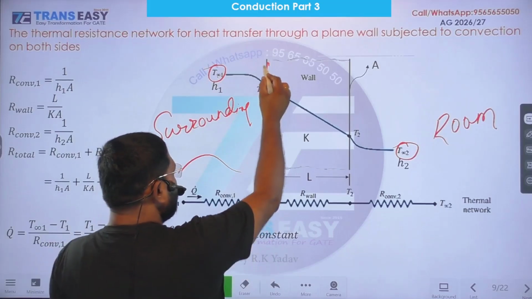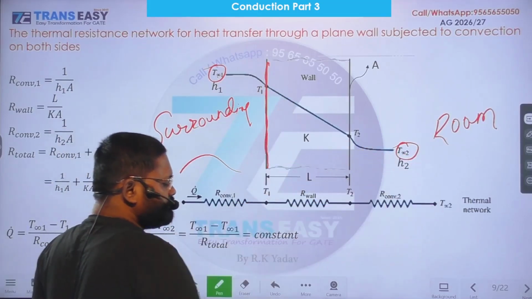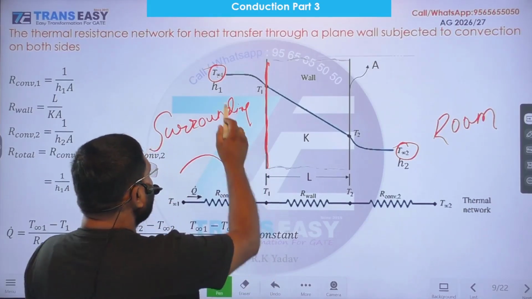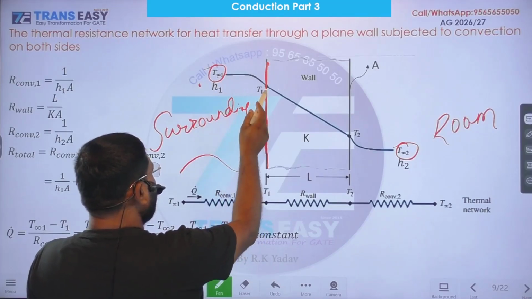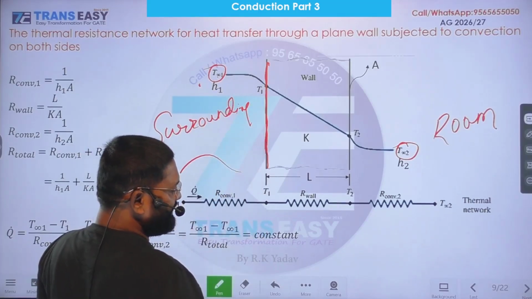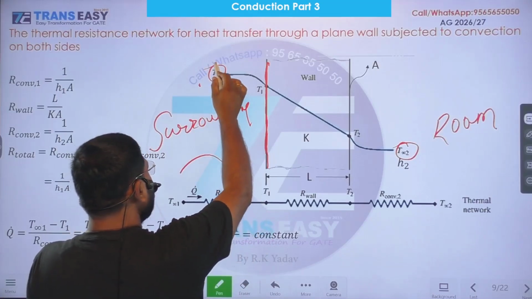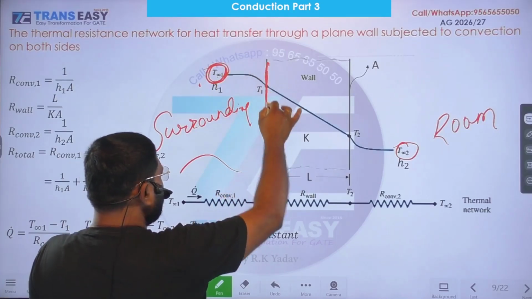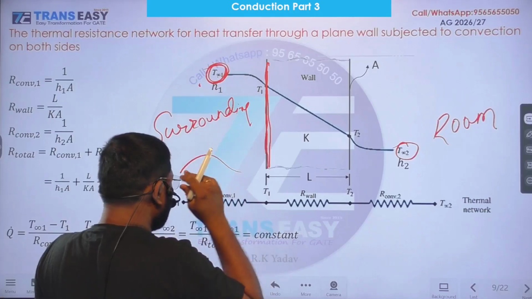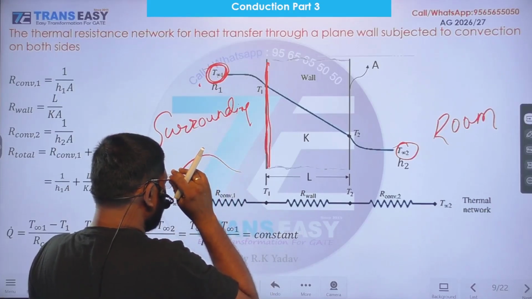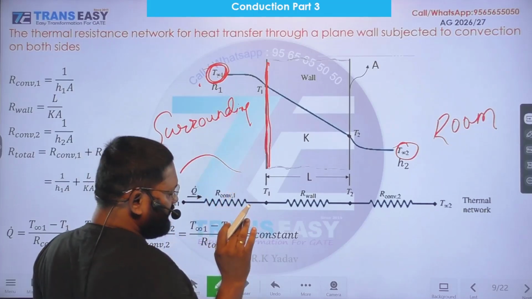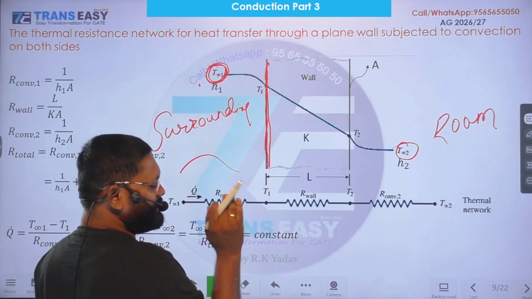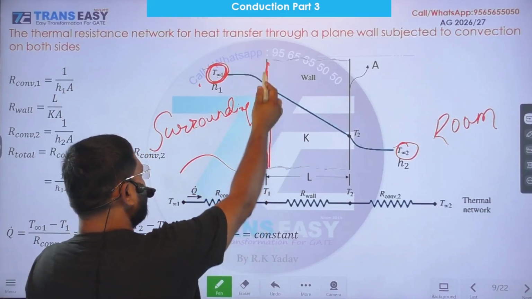Suppose this is the wall of this studio, right? And we are taking a point 10 meters away from this wall. So definitely in summer season, this temperature is higher than this temperature, right? So infinity is actually indicating that we are taking a position and measuring the temperature which is actually away from the effect of this wall.